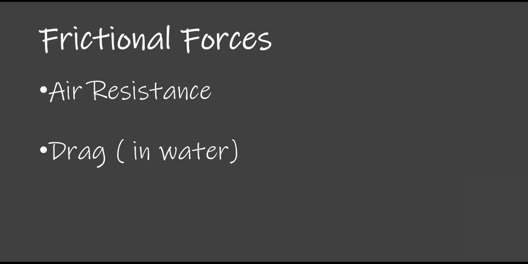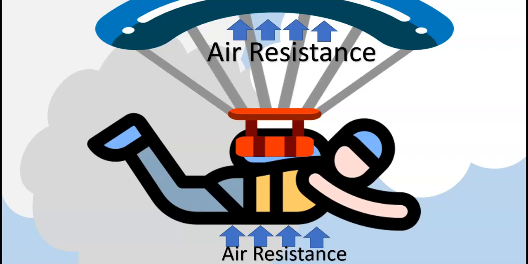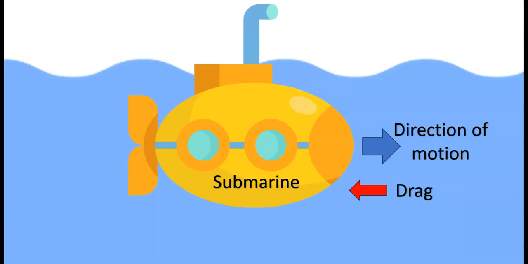Do also know that air resistance and drag that we experience when we are in water are both resistive frictional forces. So a parachutist falling in the air will experience an upward air resistance that opposes his falling motion. And a submarine in water will also experience a resistive force that opposes its motion.